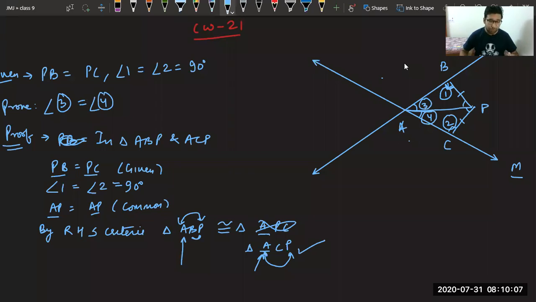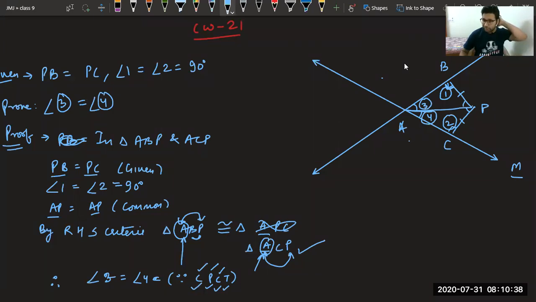Please never forget their full form. You just keep on writing CPCT, one day you will forget this thing. So we can say angle 3 is equal to angle 4 because of CPCT, corresponding parts of congruent triangles. Because we have seen A was coming at the first position of the other triangle also. So they are corresponding parts of congruent triangles.